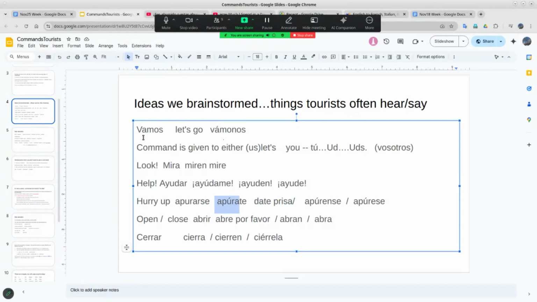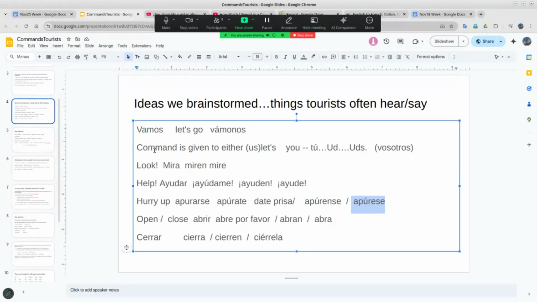Apúrate is an AR ending, but for usted and ustedes commands we're going to use an ending that looks like it should be for an ER or an IR verb. So, apúrense. Hey, all you people, hurry up. A teacher would say this to other kids if they're lagging around on a field trip. The kids aren't getting on the bus very fast, they're goofing off. Apúrense, hurry up. Or apúrese for an usted command.